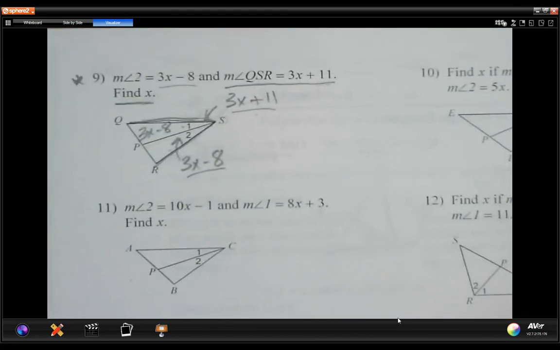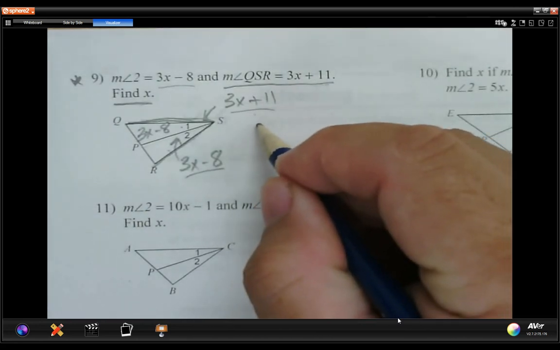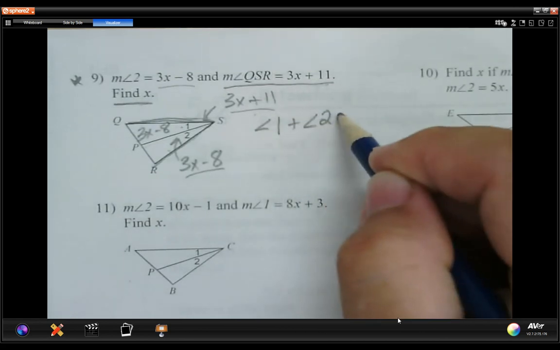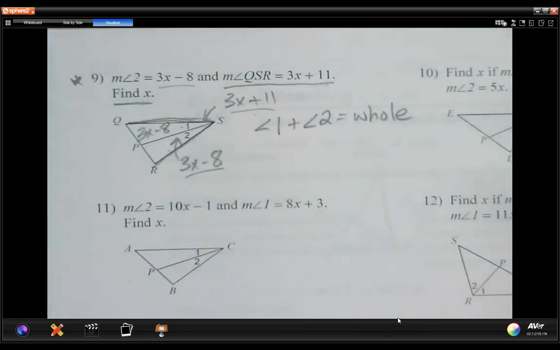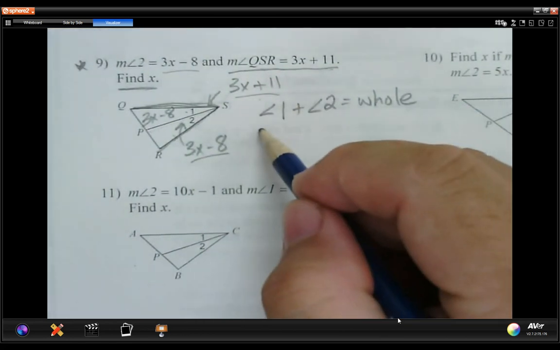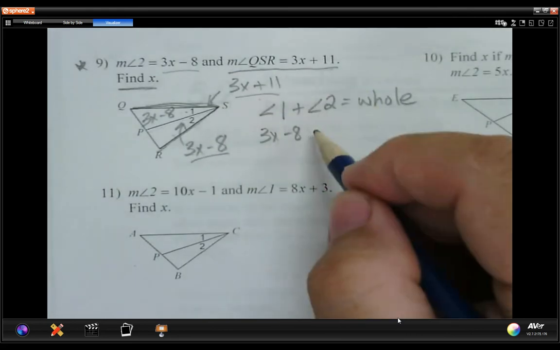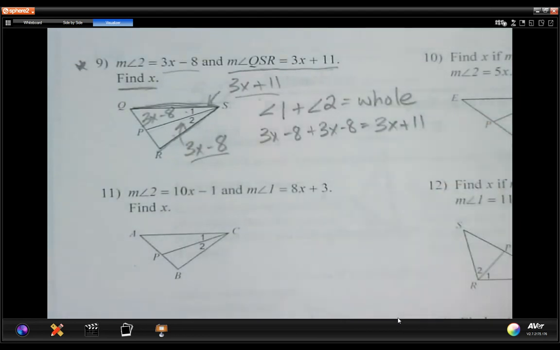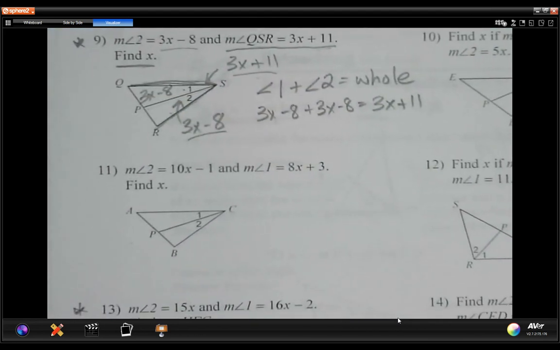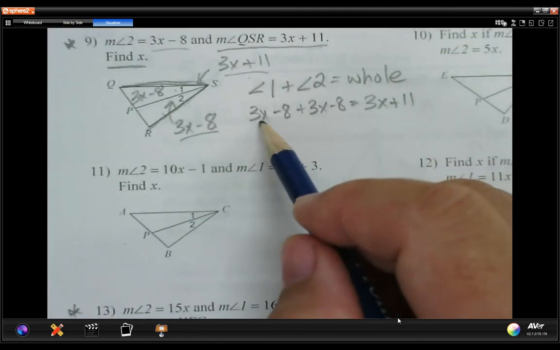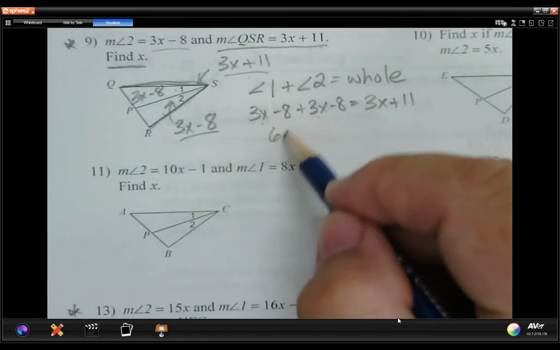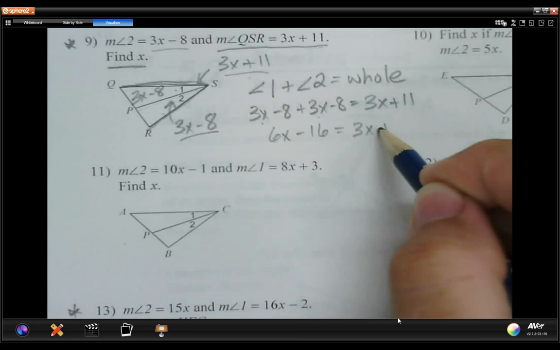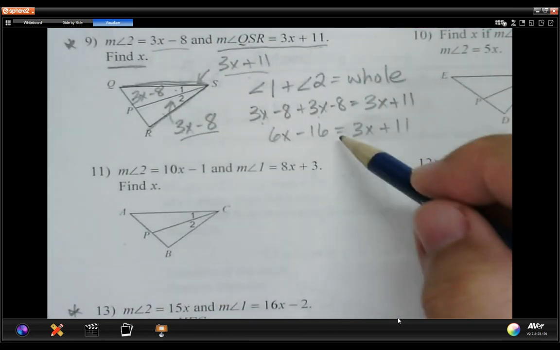So here's what we have to do in this situation. I'm going to write this out like this, and then we'll solve it. What we're saying is angle 1 plus angle 2 has to equal the whole, right? So that's exactly what I'm going to do. I'm going to take 3x minus 8, which is angle 1, plus 3x minus 8 equals 3x plus 11. Okay, so now I've just got to collect some like terms and finish solving this out. So 3x plus 3x equals 6x. Negative 8 plus negative 8 equals negative 16. That equals 3x plus 11. Now at this point I can go ahead and finish solving.